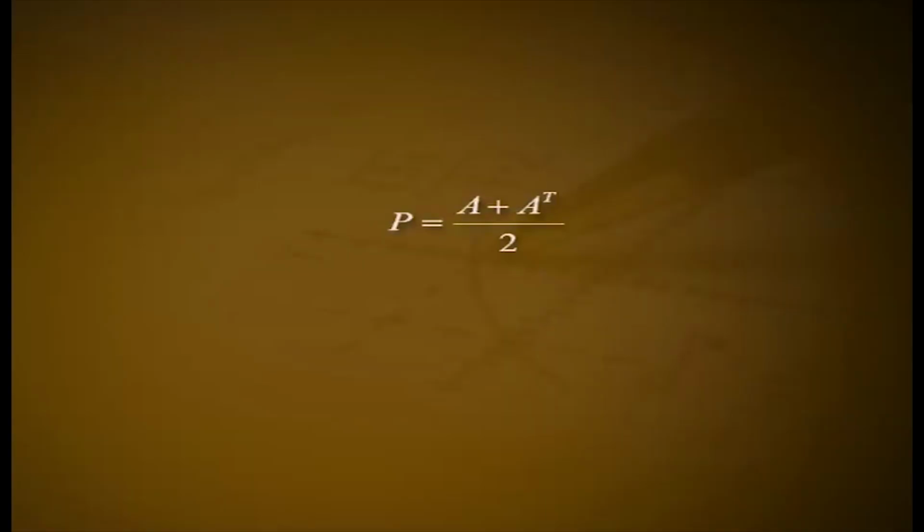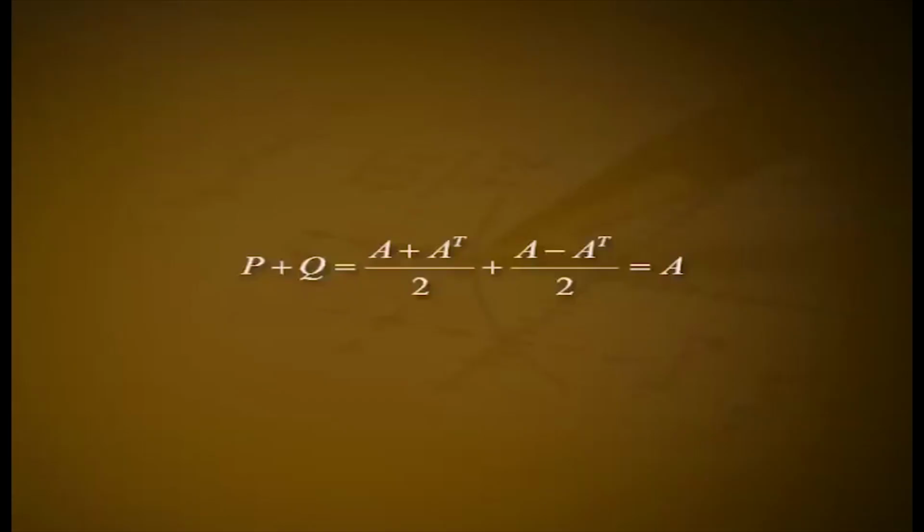Theorem 4: every square matrix can be expressed as the sum of two matrices of which one is symmetric and the other is skew symmetric. Proof: let A be a given square matrix. Consider P equal to A plus A transpose by 2 and Q equal to A minus A transpose by 2. Then it can be seen that P is symmetric and Q is skew symmetric. Also, P plus Q is equal to A plus A transpose by 2 plus A minus A transpose by 2, which is equal to A, proving the theorem.